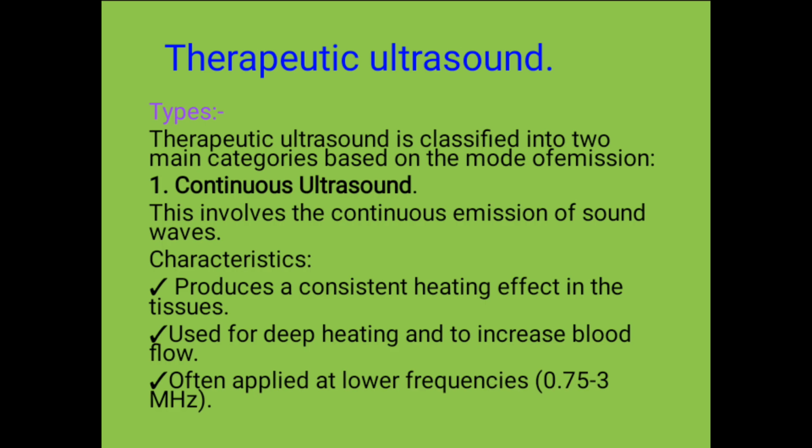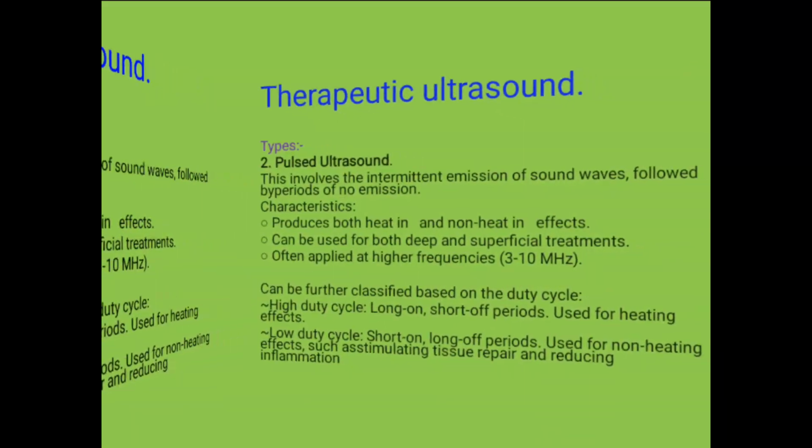So vasodilation. Number three characteristic is that this continuous ultrasound is often used at lower frequencies. And when we say lower frequencies, we mean the range between 0.75 to 3 megahertz. So that is the low frequency. That's all about the continuous ultrasound. So I want us to flip the coin. We see how about this pulsed ultrasound.